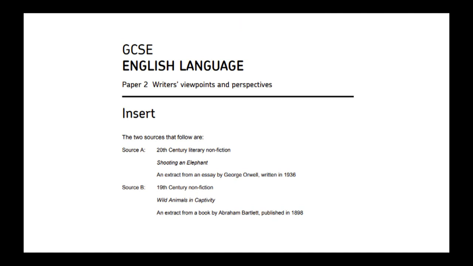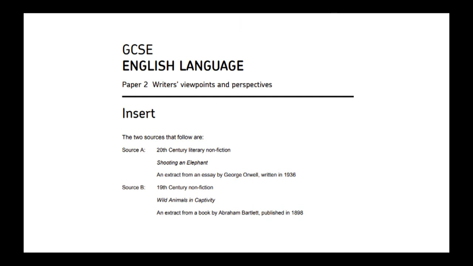So you're given quite interesting information already on the front page, which might be worth highlighting. So we know that source A is 20th century. It will either be 20th or 21st century. And here it's called literary non-fiction, meaning that it's not like a newspaper article or a magazine article. It's been written like a journal or a memoir, autobiography. Here it's an essay by a very famous writer, George Orwell, you may have heard of. 1936, it's called Shooting an Elephant. So there's already interesting and important information you're given right on the front cover.